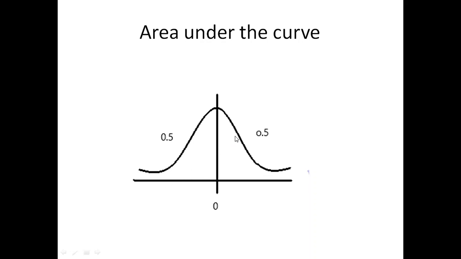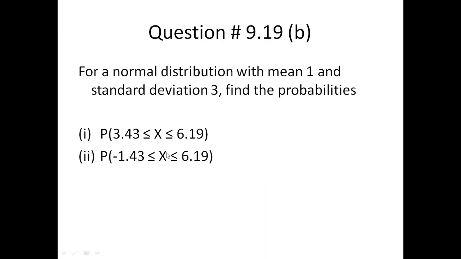Now you can see that as it is symmetric, when we divide it into two halves, the area less than 0 and the area more than 0 are 0.5 and 0.5. Now it will be more clear to you when you see this question.